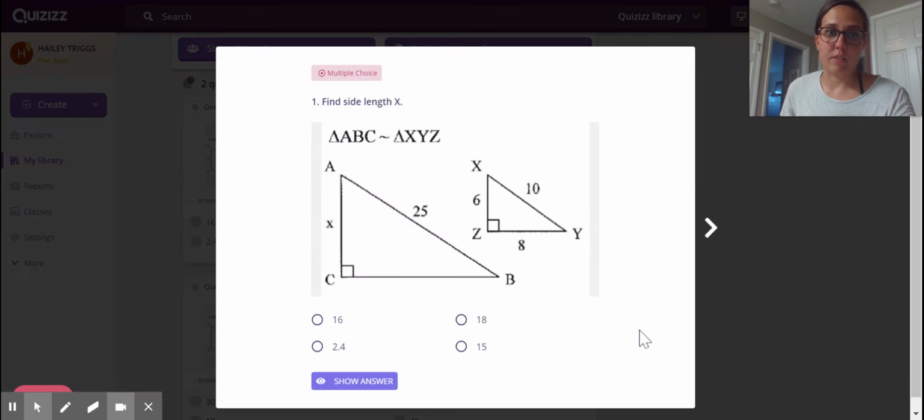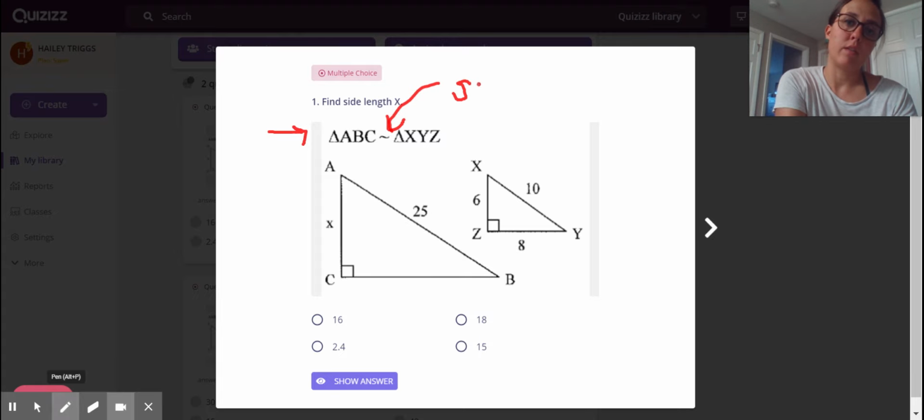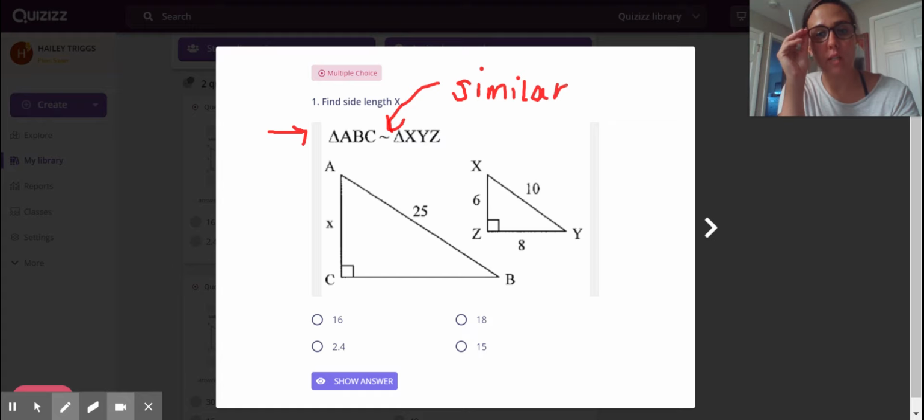Find side lengths. So this says triangle ABC is similar to triangle XYZ. That symbol means similar. Great, we know that they're similar. That means we know that they have congruent angles and side ratios that are the same.